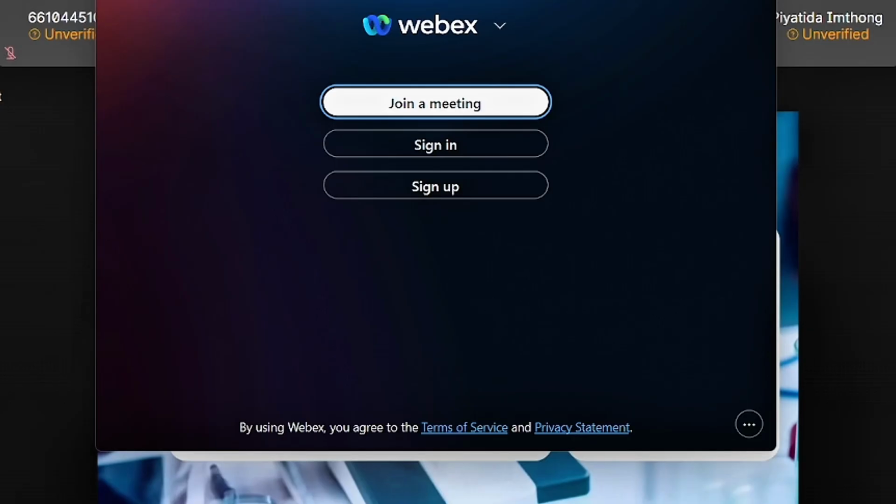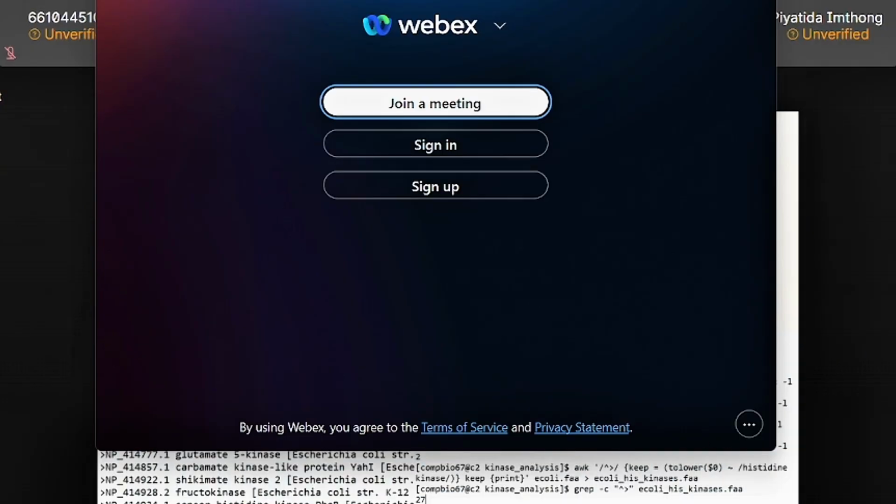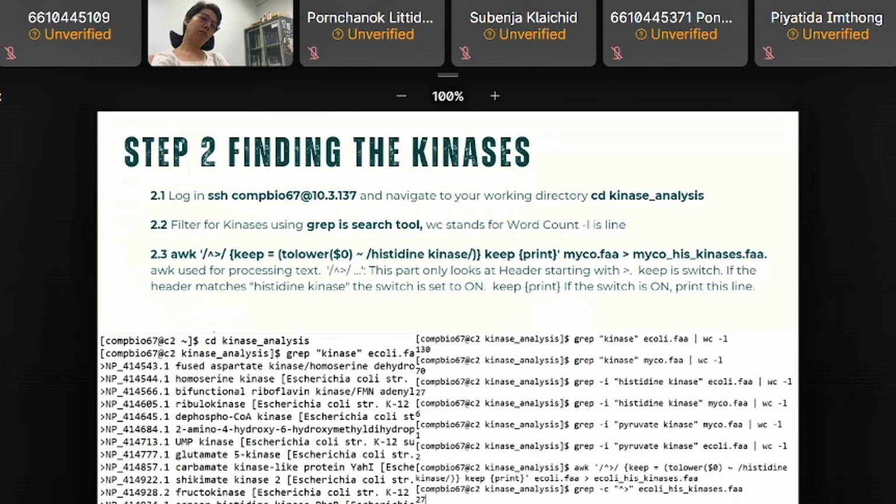Second, we filter by using grep, which is a search tool. As you can see in the left picture, we use grep for kinase in E. coli, and there are several kinase enzymes. Then in the right picture, we use grep with wc, which is word count, to count how many kinases there are. There are 130 kinases in E. coli, and 70 in Mycobacterium.